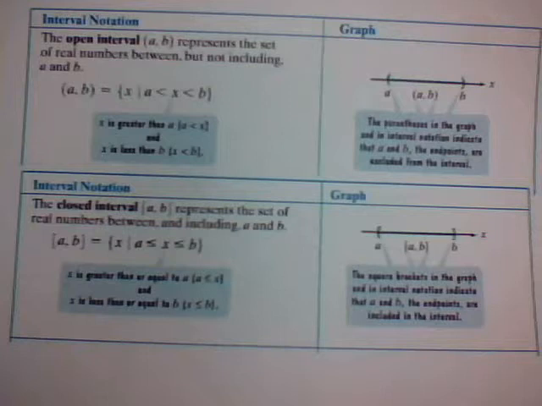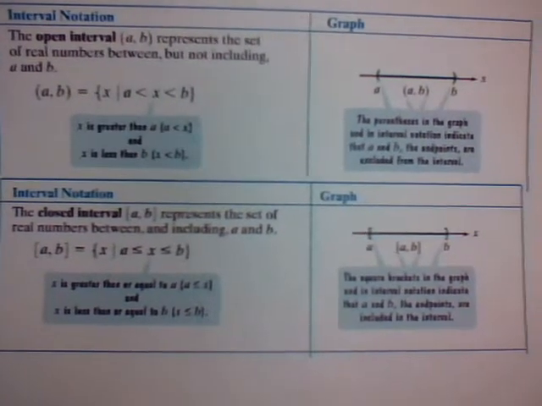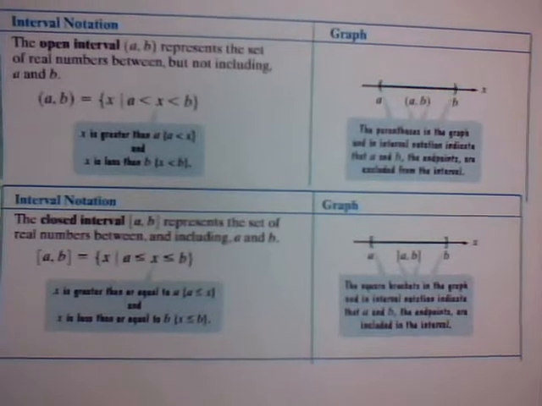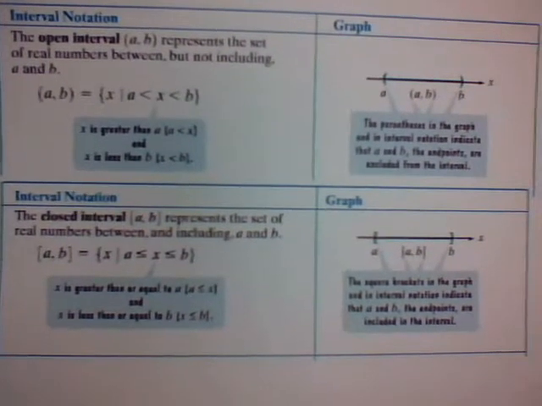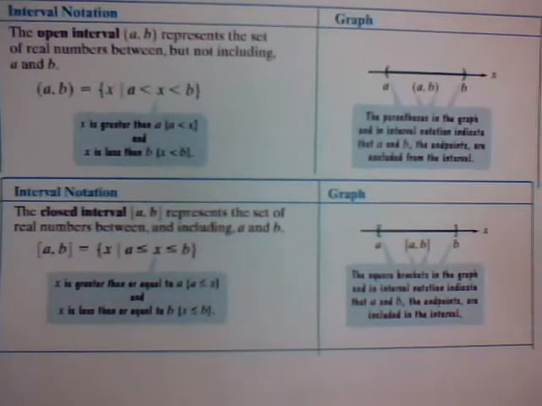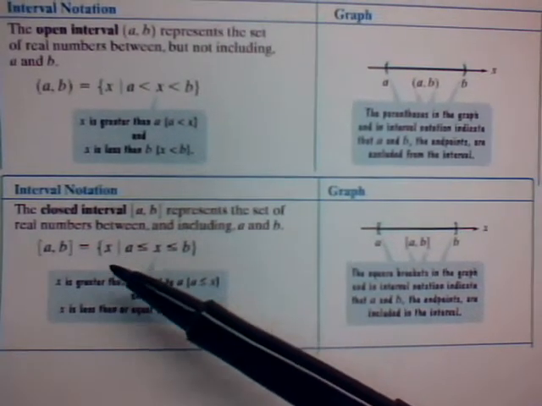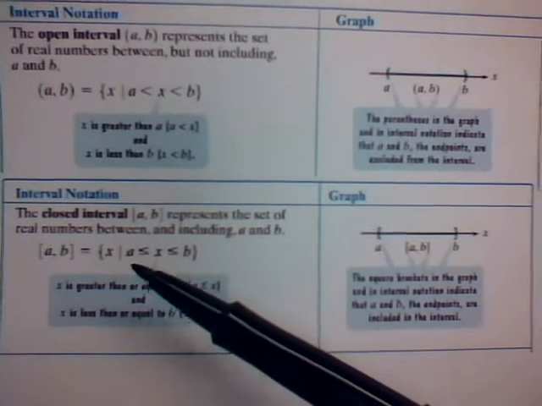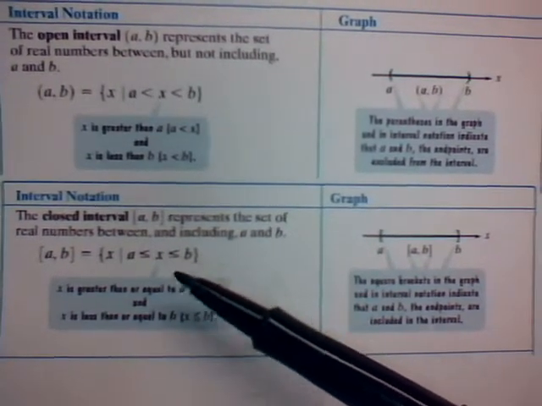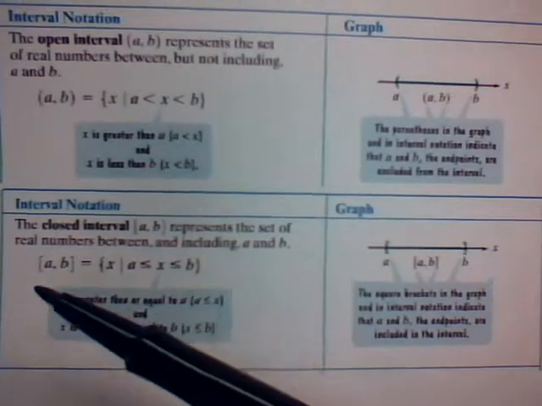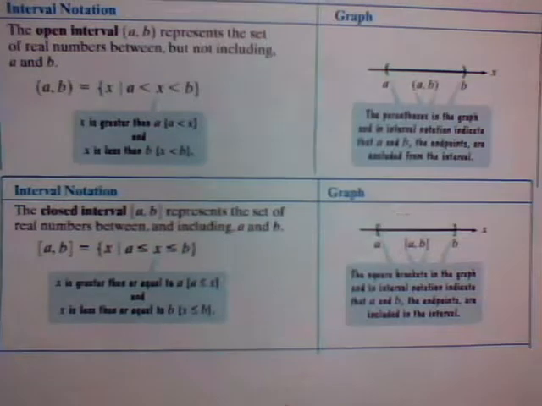And then the opposite of an open interval is the closed interval. This one has brackets in it. That's the set of all real numbers between a and b, and it does include a and b. So in this case, it would be the set of all x such that x is greater than or equal to a and less than or equal to b. So here you'll have [a, b] with the brackets around the a and the b.